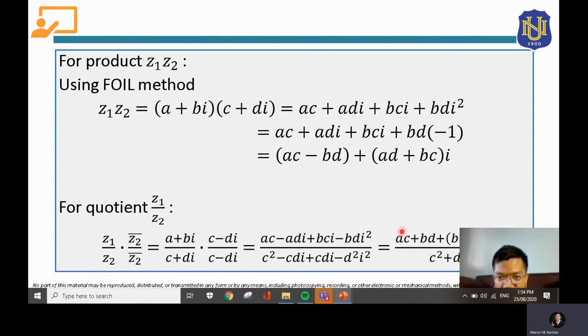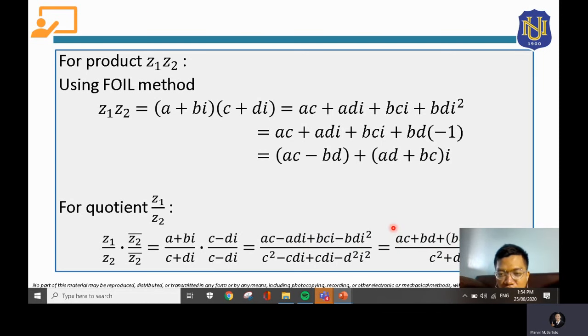And then simplifying this, the real part will be ac plus bd. We know that bd times i squared will just be equal to bd because i squared is equal to negative 1. So negative times negative, that will be positive. That's why it became positive. Plus combining the imaginary parts, which is adi plus bci, so that will be bc minus ad times i.